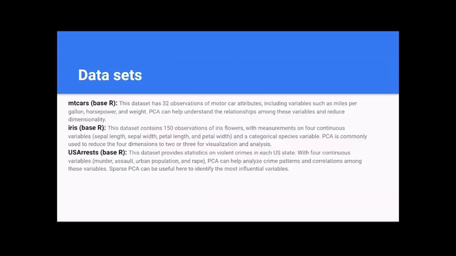We applied PCA and sparse PCA techniques to 3 different datasets. MT-CARS is the dataset that was extracted from 1974 Motor Trend magazine and provides specifications and performance characteristics of cars. The iris dataset contains information on 3 different species of iris flowers and has 5 variables for each flower. Since we were using this dataset to explore sparse PCA, we chose to only use 4 variables. The final dataset we explore is US arrests. Each observation in this dataset is a state within the United States and has 4 variables.